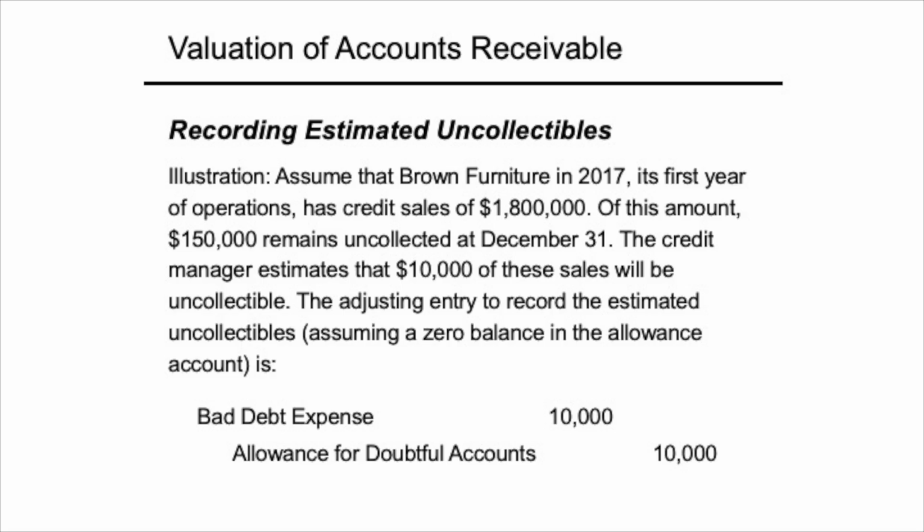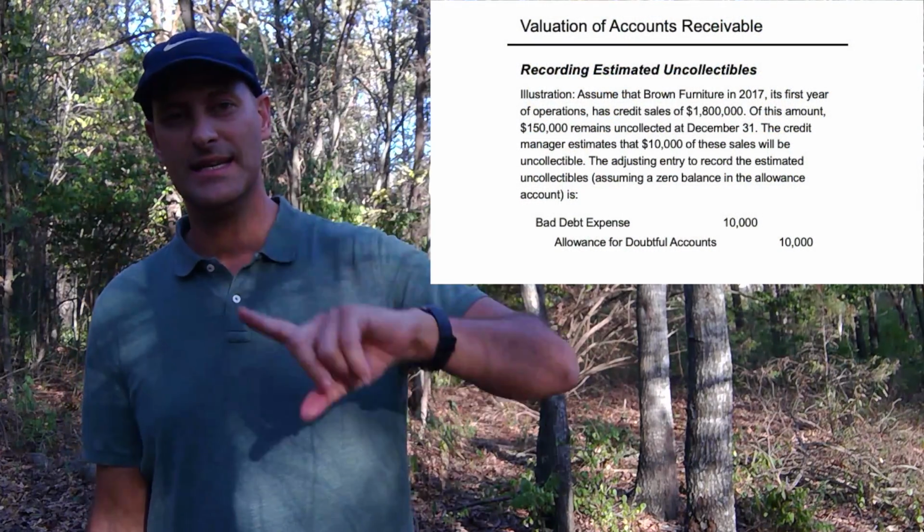So let's do an illustration. Let's assume that Brown Furniture in 2017, which is its first year of operations, has credit sales of $1.8 million. Of this amount, $150,000 remains uncollected at December 31st. So of all these sales, $150,000 is their accounts receivable at the end of the year. The credit manager estimates that $10,000 of those receivables will be uncollectible. And so the adjusting entry to record the estimated uncollectible accounts, we're assuming a zero balance because this is the first year of operations.